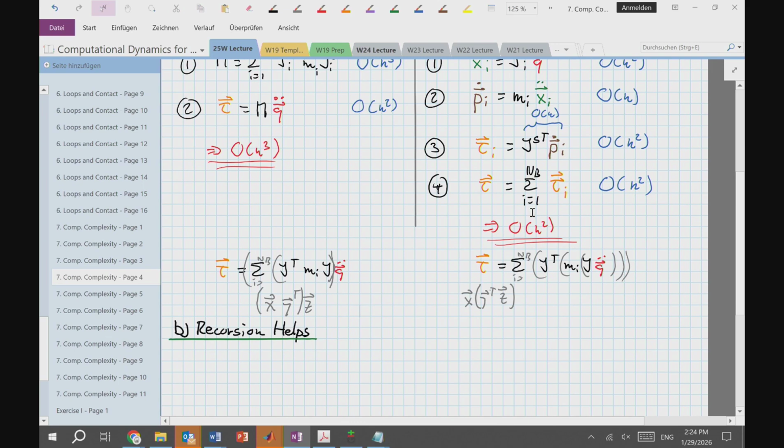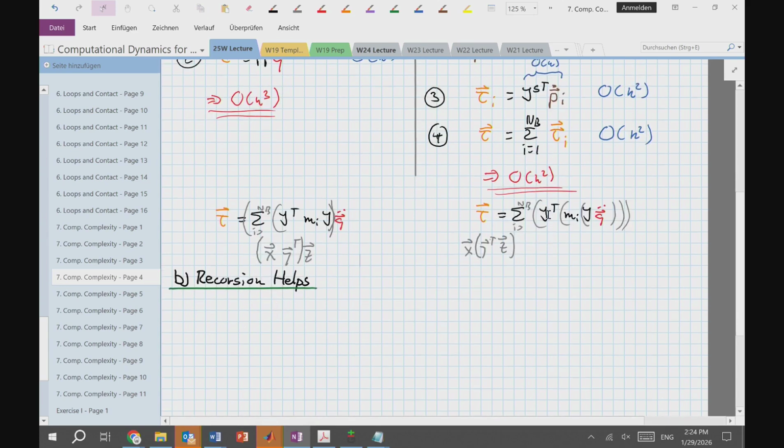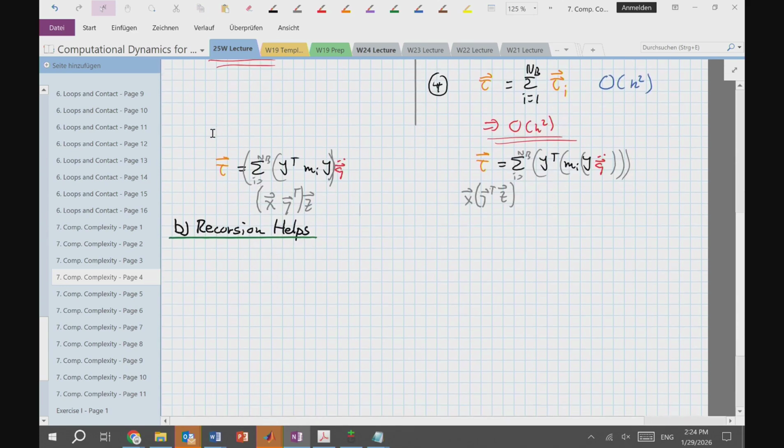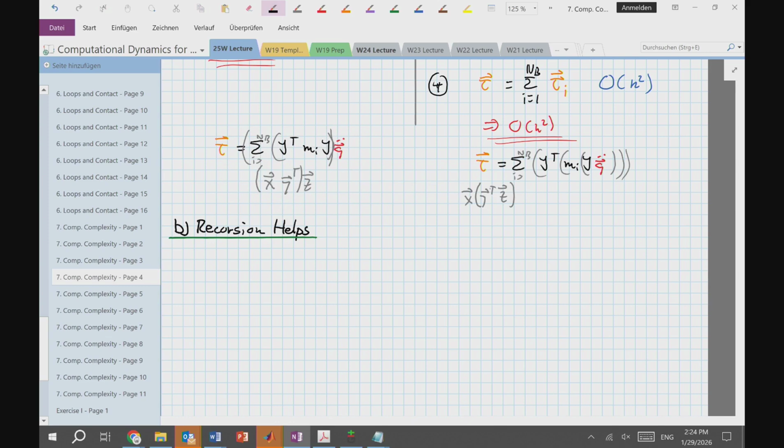So we brought our canonical form down to order n square. There's still room for improvement. And where does that come from? And I already state here, cryptically, recursion helps. And let me maybe phrase this as a question.